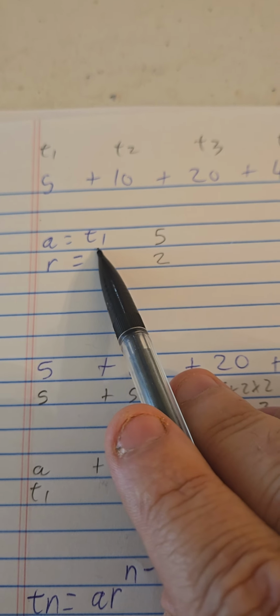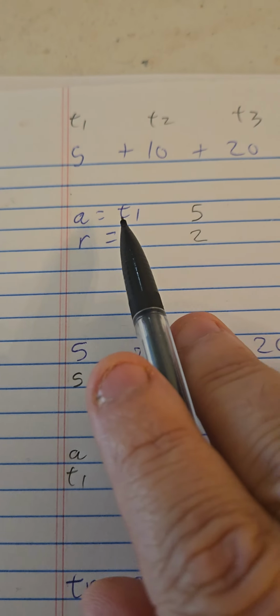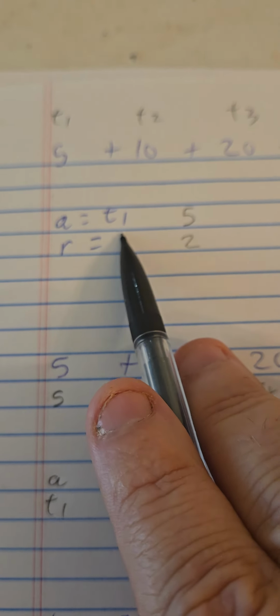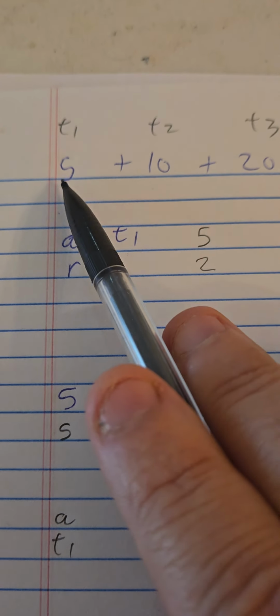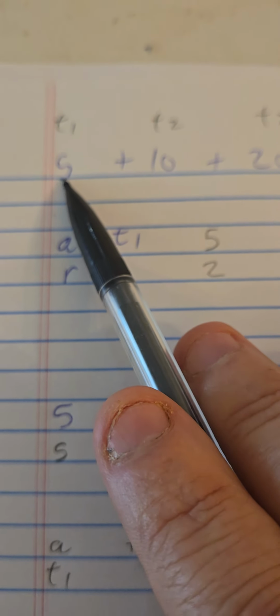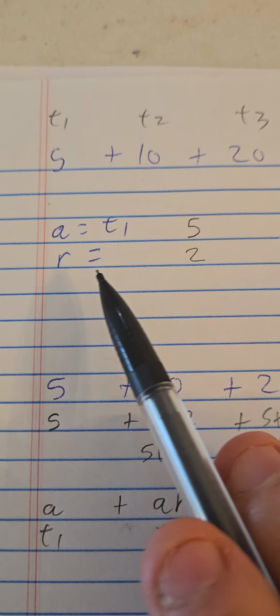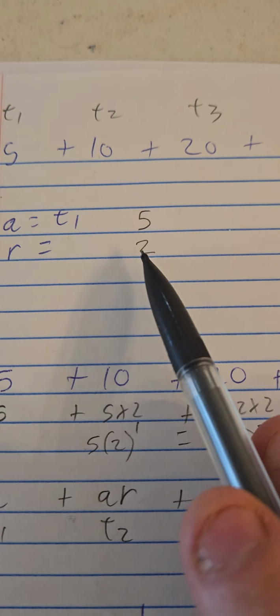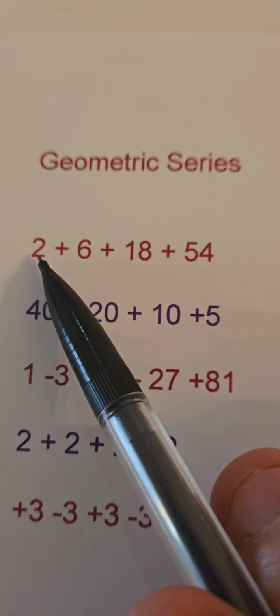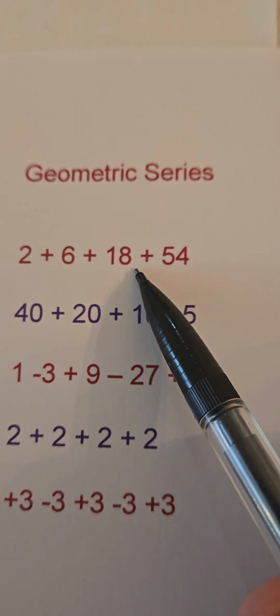And T1, another name which I've taught in the previous lessons, A is another way of saying the first term. In this case, A or T1 happens to equal 5, and R is that common ratio we're always multiplying by. Here we're always multiplying by 2. So in this particular geometric series, R equals 2. In this one here, R equals 3 because we're always multiplying by 3.